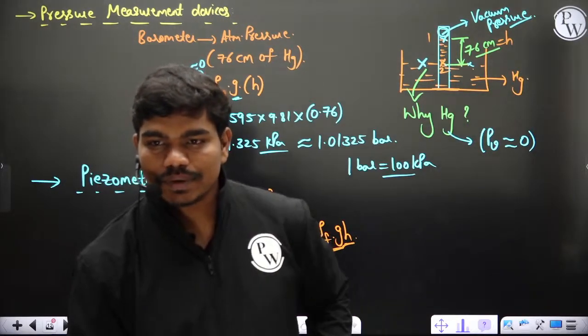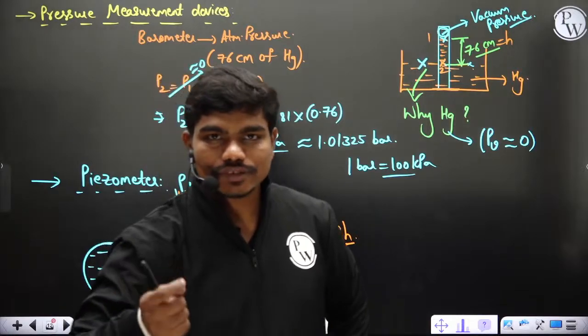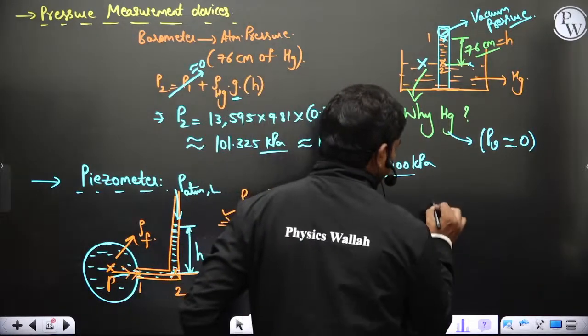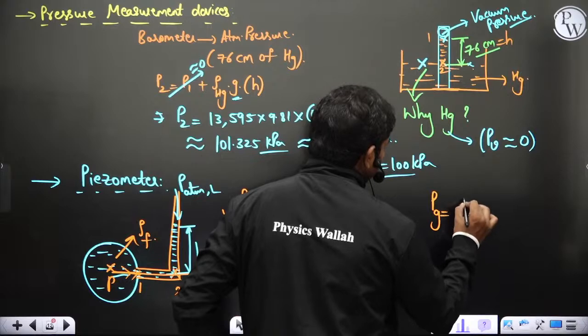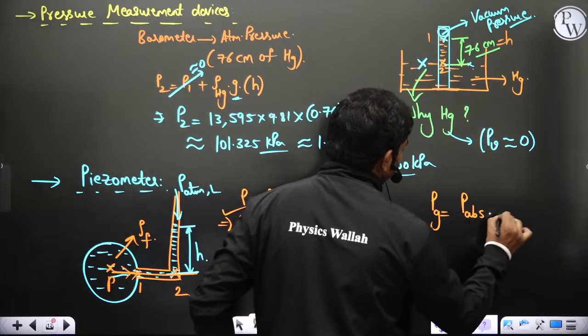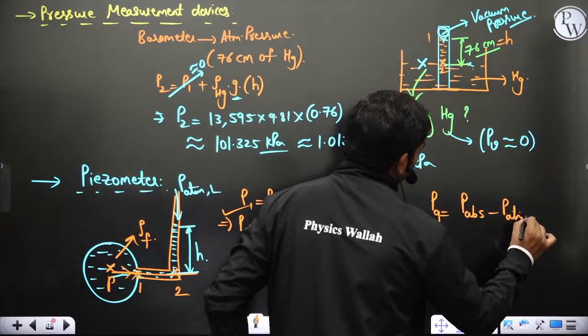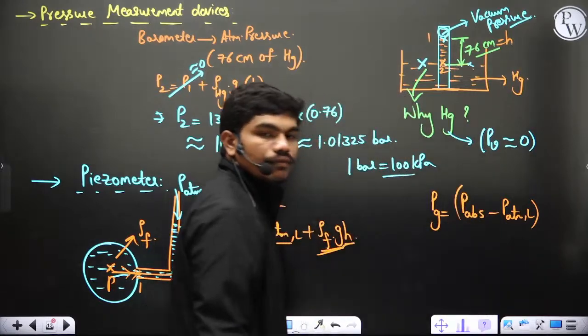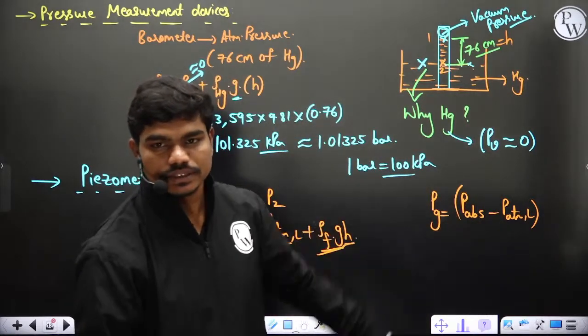For gauge pressure, why is PATM 0? Because we measure with respect to the gauge. For example, P gauge is equal to P absolute minus PATM local. That's what we are measuring, with respect to atmosphere. Clear?